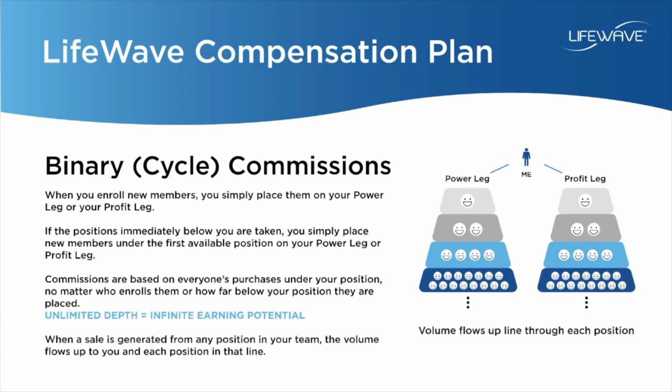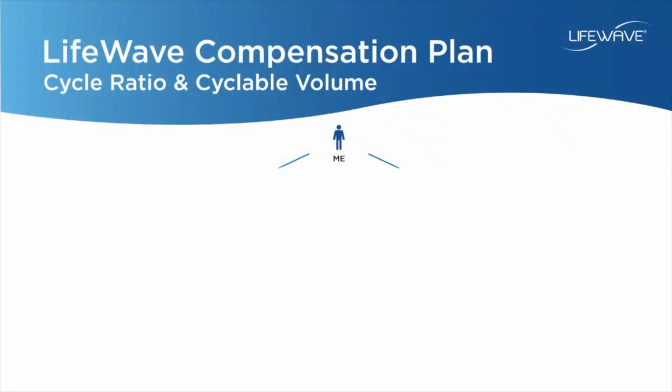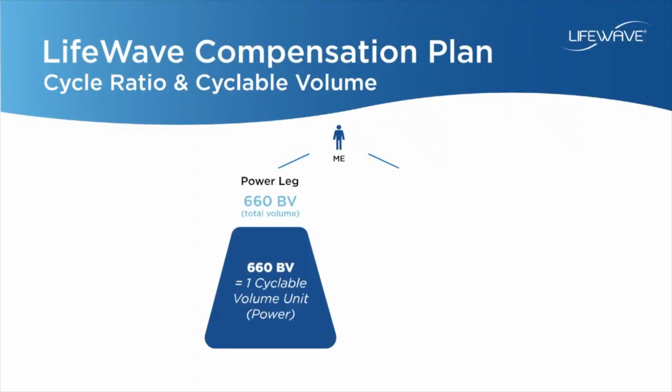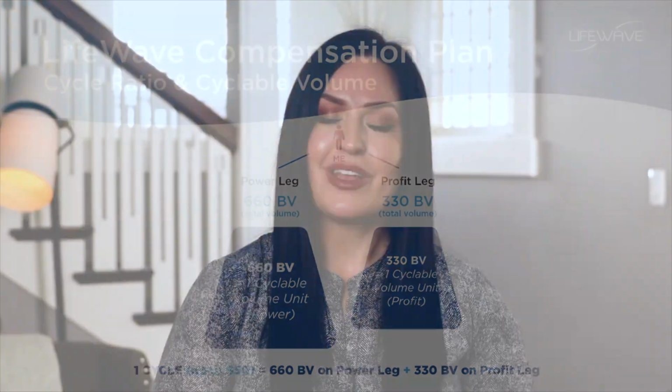Every single customer, every single distributor, every single member that's purchasing, you earn commissions on that volume as long as it meets the cycle ratio and is within the maximums that you can earn based on your paid as rank. Now let's talk a little bit more about cycle ratio and cyclable volume. In order to meet that cycle ratio, you have to have 660 BV on your power leg and 330 BV on your profit leg. Once you've achieved that, it's considered cycle ratio complete and you have a cyclable volume unit. Every week we count up all of those cyclable volume units, and they are part of your cyclable volume.